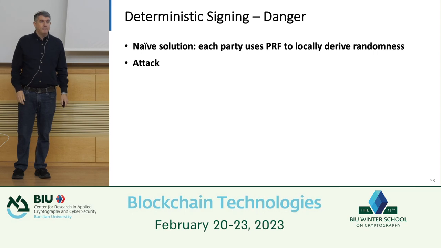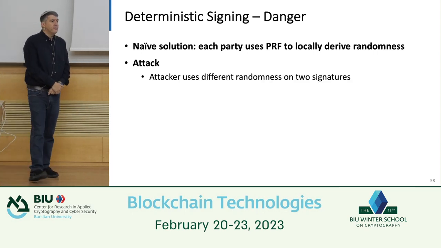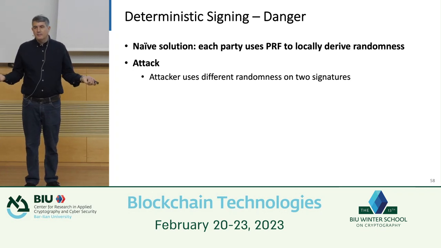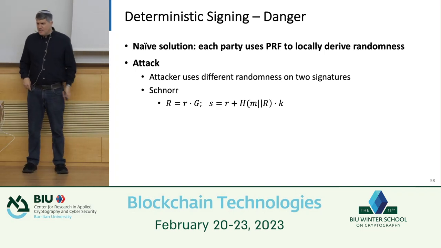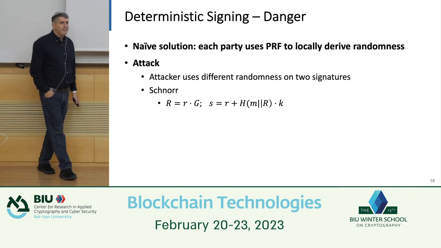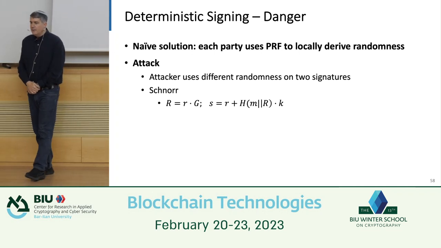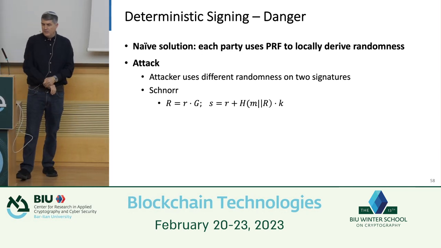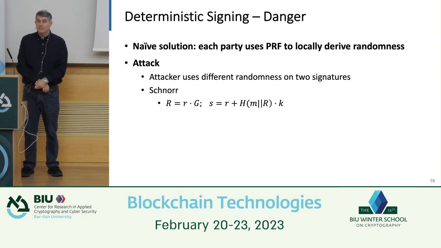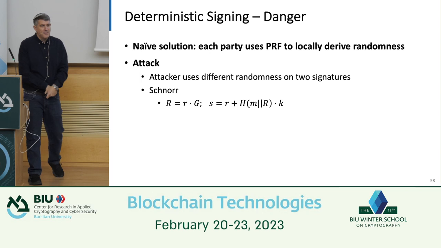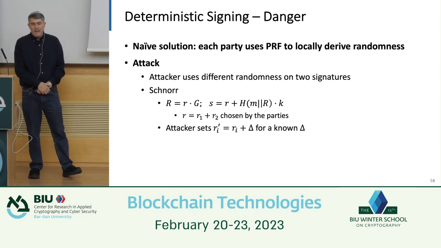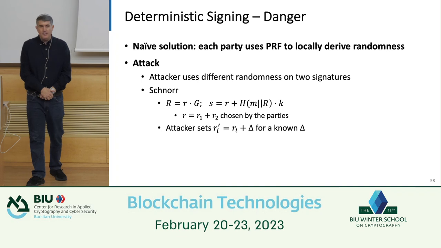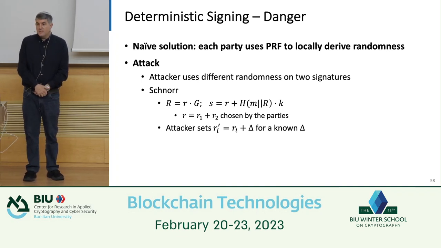Cool. Here's an attack. The attacker just uses different randomness in the two signatures. There's nothing forcing them to actually use the output of that PRF. Let's have a look at what happens with Schnorr. These are Schnorr signatures. The nonce is little r. You compute a big R, which is r times G. And s is r plus the hash of the message, R and the public key, times k. This is horribly insecure here. I'm surprised nobody yelled at me yet. And r is r1 plus r2, chosen by the parties. The attacker will simply set ri' to ri plus delta. Of course, they know delta.